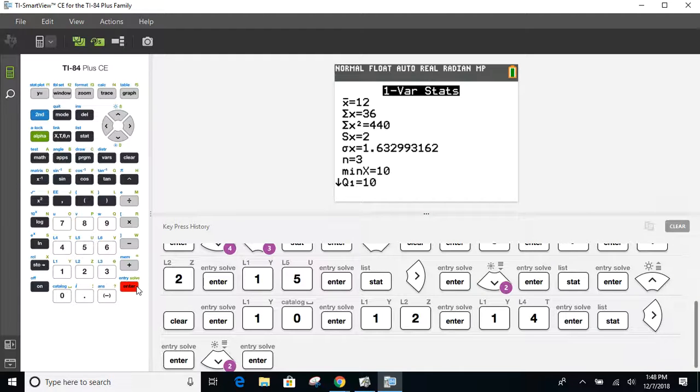Look at that. X bar 12, just like you told me. Now, I'll go down for a second. Does everyone see Q1? What's that represent? Quartile 1, median, Q3. So on your calculator, you can find the interquartile range by looking there. Now go back up to the beginning. Do you see Sx equals 2 and σx equals 1.63299? Everyone has those values. Those are the 2 standard deviations.